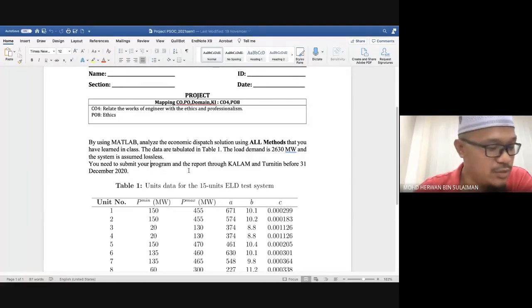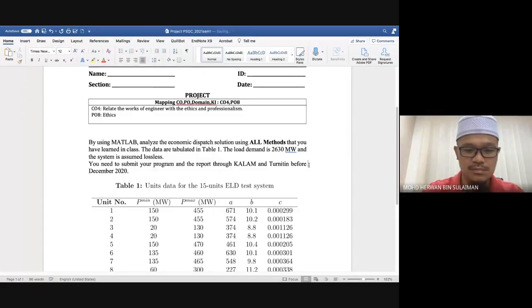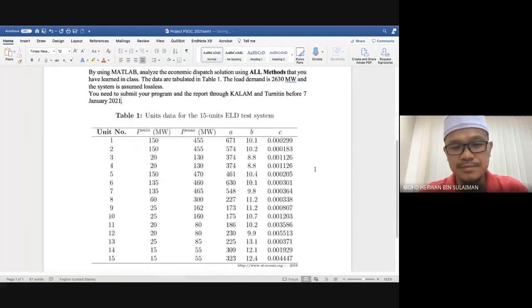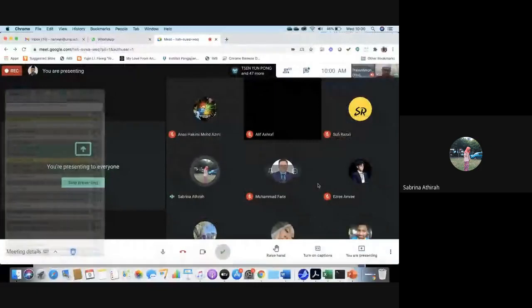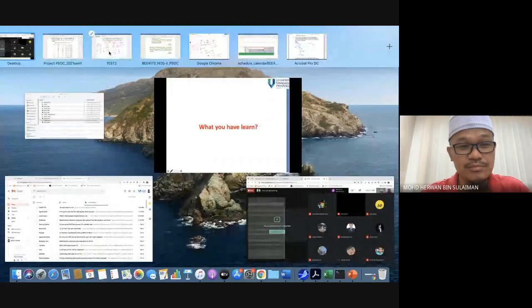Okay, I will send you the Turnitin, dah ada kan? You need to send to Kalam and Turnitin lah. Your report in Turnitin, 7 of January. Baru dah. Okay, ada 15 generator. Turnitin tu kena berapa persen? Hijau lah. Hijau, okay. As long as hijau.